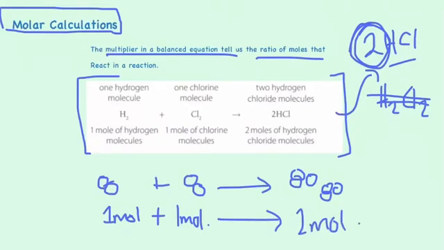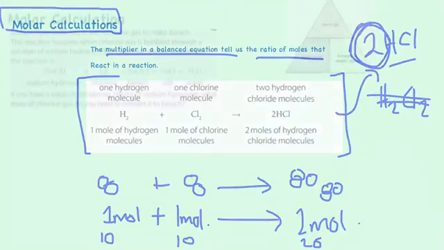And remember that this is a ratio, so it can be scaled up and down. So now it says 1 plus 1 is 2. This could be 10 moles reacting with 10 moles to form 20 moles. Could be 8 moles and 8 moles forming 16, etc. It's just a ratio.